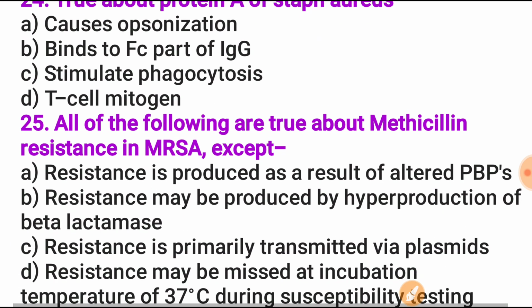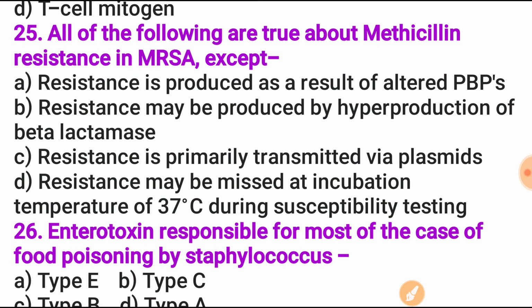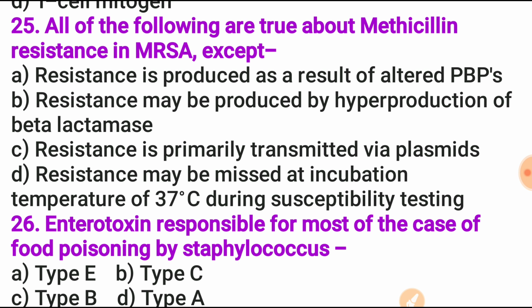Next is, all of the following are true about methicillin resistance in MRSA except: resistance is produced as a result of altered penicillin binding protein; resistance may be produced by hyperproduction of beta lactamase; resistance is primarily transmitted via plasmid; and resistance may be missed at an incubation temperature of 37 degrees Celsius during susceptibility testing.